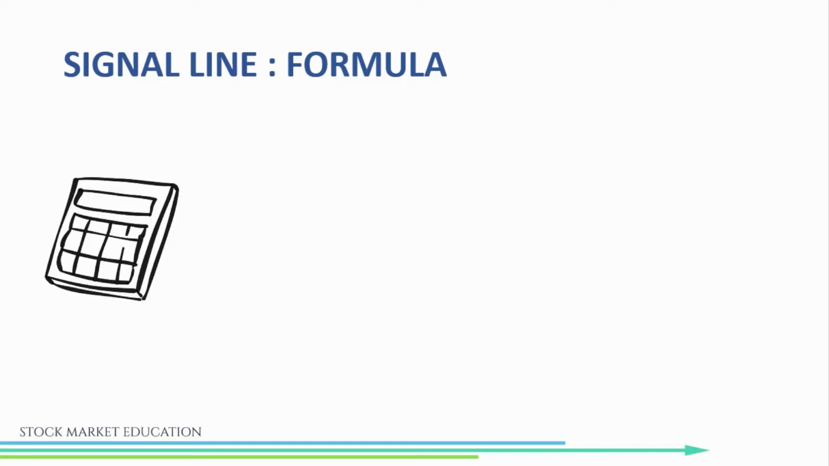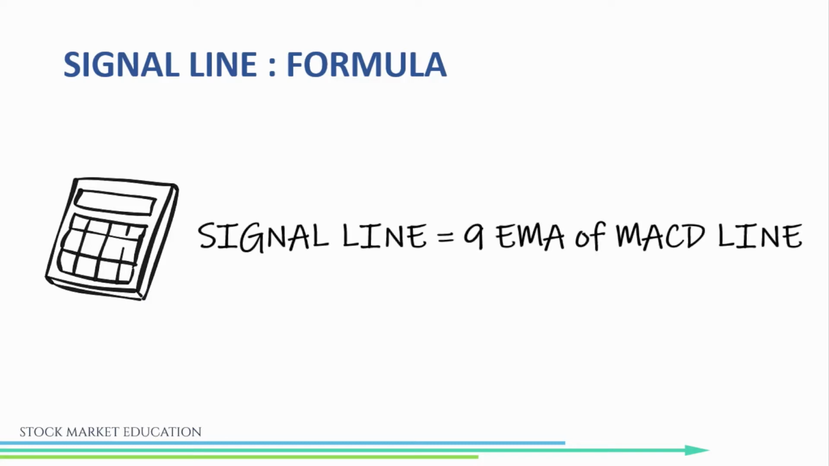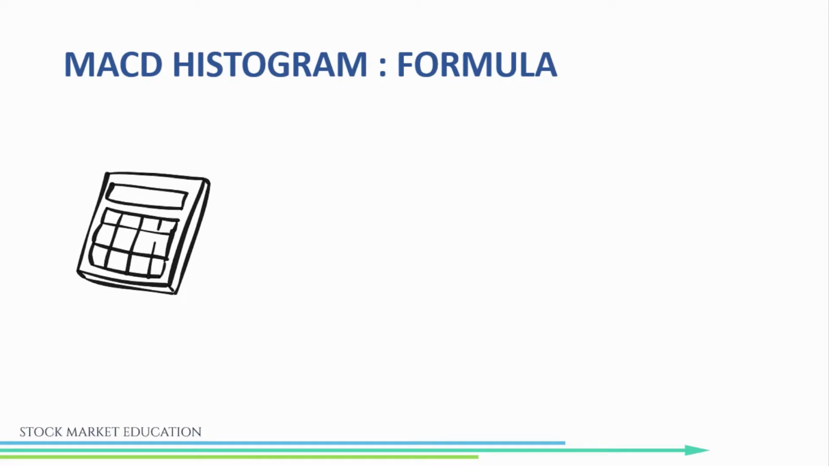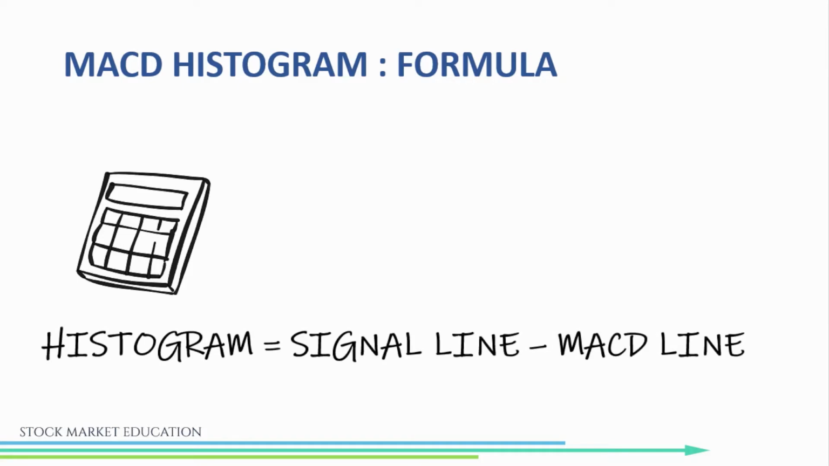Now what is signal line formula? Signal line formula is simply the 9 EMA of MACD, the 9 exponential moving average of MACD line. Now what is the MACD histogram formula? MACD histogram formula is signal line minus MACD line. So you don't need to really remember all these formulas, but just try to understand what are the components of each and every graph or the indicator or the component of this indicator.